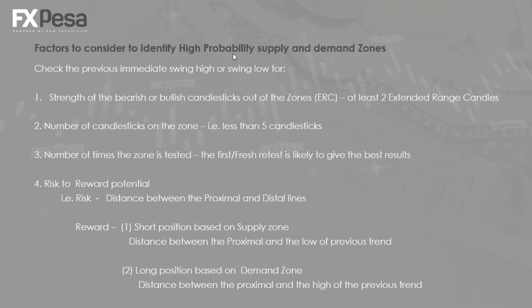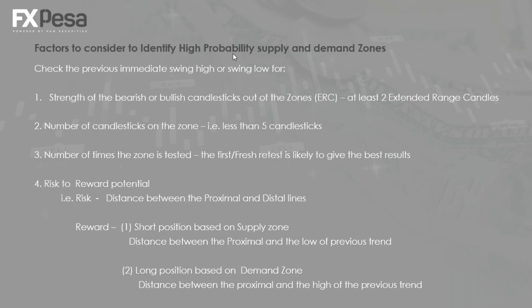If you're dealing with a demand zone, you'd be looking to place your stop loss a few pips below the distal line. So in the case of a demand zone, your distal line will be the line at the bottom. So a few pips below the line which is on the lower side, ideally that is where you should place your stop loss.